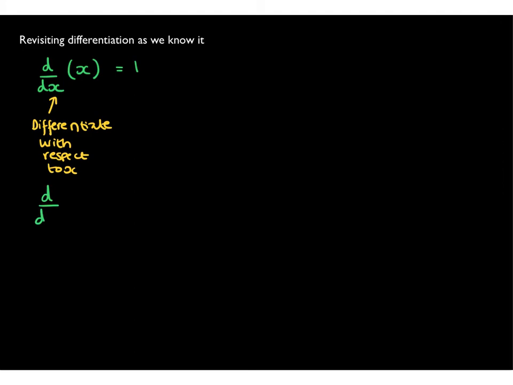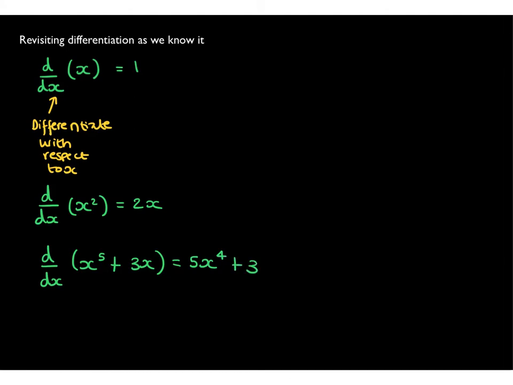Let's try this, d by dx of x squared. So again, it just means differentiate what we have, which gives me 2x. And let's try a third example, d by dx of x to the power 5 plus 3x. So again, we're applying the differential operator d by dx of x to the 5 plus 3x, giving me 5x to the power 4 plus 3.